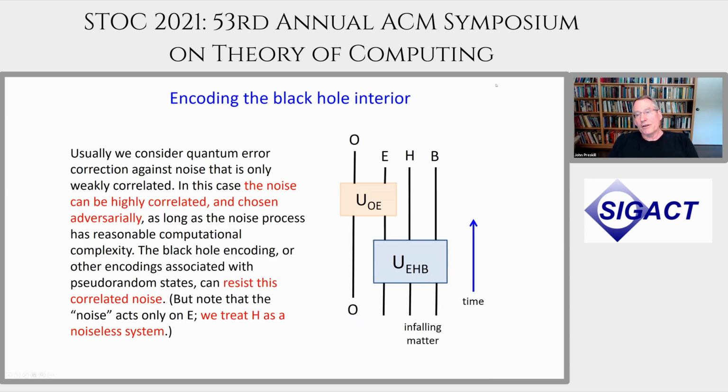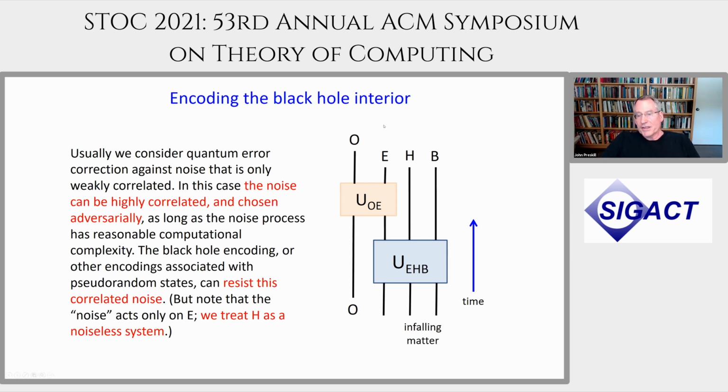Now, usually in quantum error correction, we're interested in protecting a quantum computer from noise so we can do scalable quantum computing. And under those circumstances, we consider the noise to be fairly benign, as we hope it will be in an actual device, reasonably weak and not too strongly correlated. The setting we have here is quite different. The observer O is allowed to do anything he wants, subject to the computational complexity restriction, so the noise can be highly correlated and chosen adversarially. Nevertheless, we were able to identify a code space which is protected against that noise inflicted by the observer.